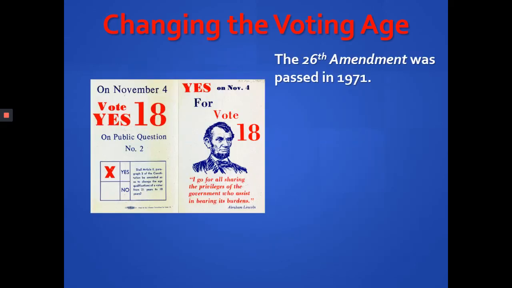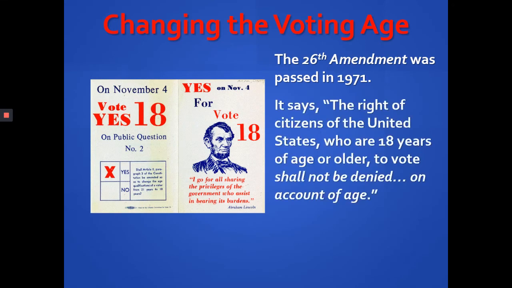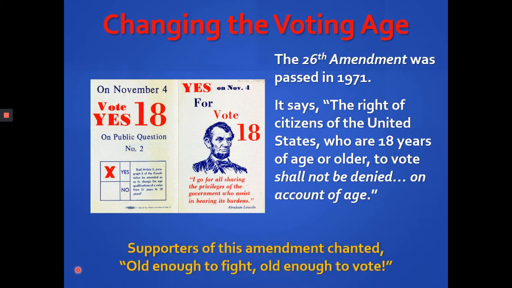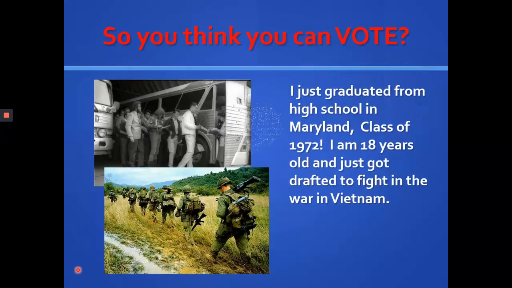So the 26th Amendment was passed in 1971, and the 26th Amendment says that the right of citizens in the United States who are 18 years or older shall not be denied on account of age. So basically what this was saying was that if kids were old enough to fight, they were old enough to vote, which is something that we see now continually. You have to be 18 to be able to vote.